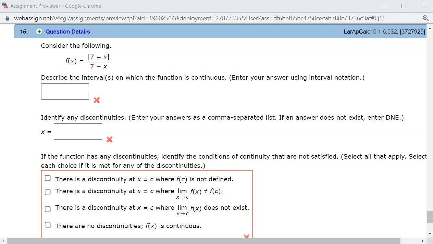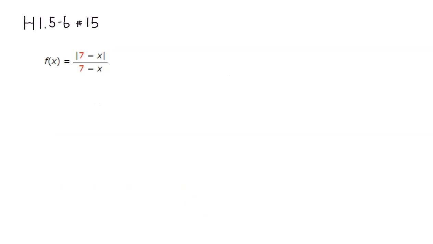All right, let's look at the homework 1.5, 1.6, problem number 15. You have this function, absolute value of 7 minus x over 7 minus x. We want to find the intervals where this function is continuous. So let's sketch this function here.